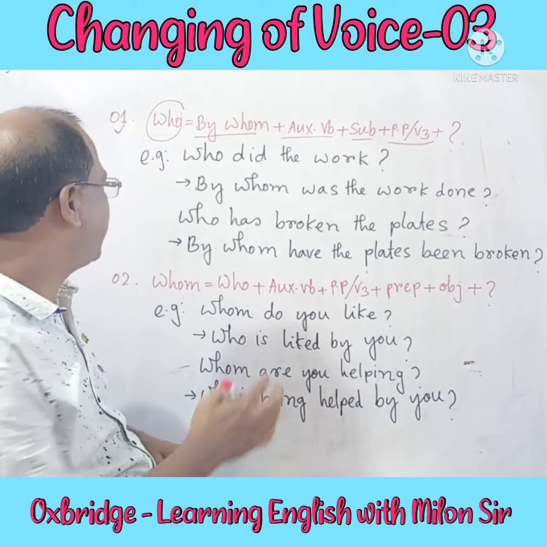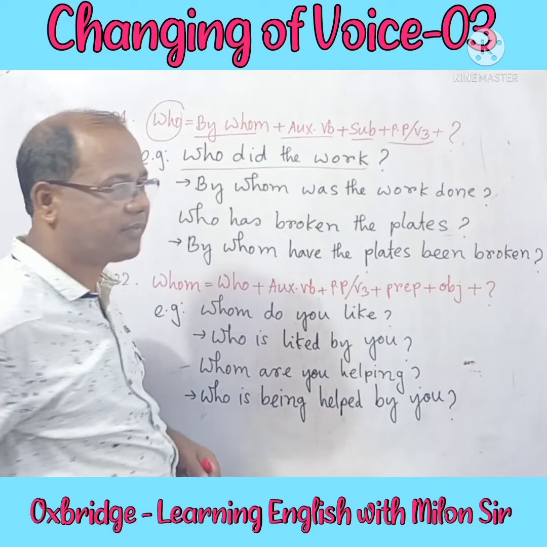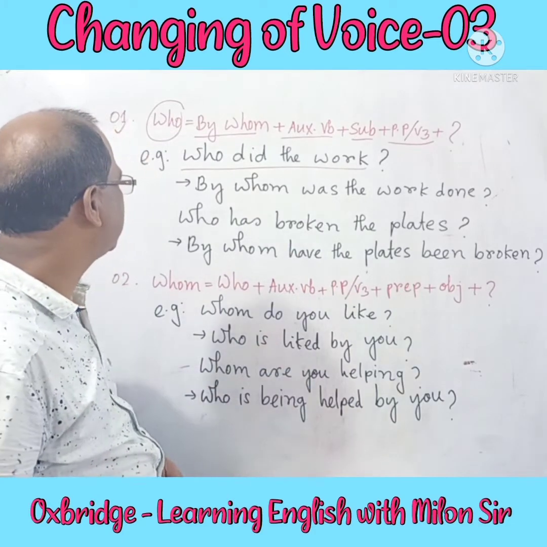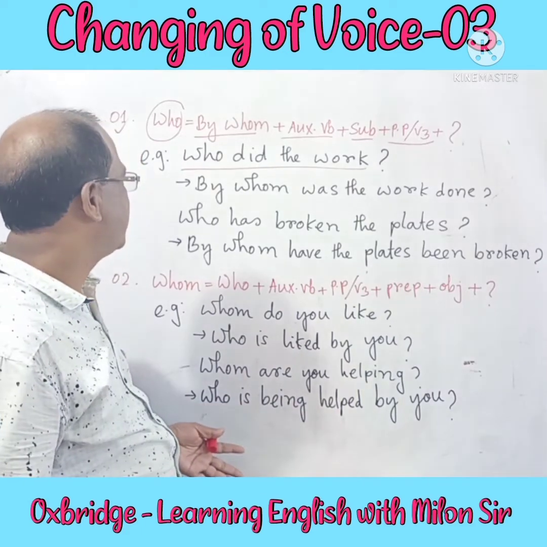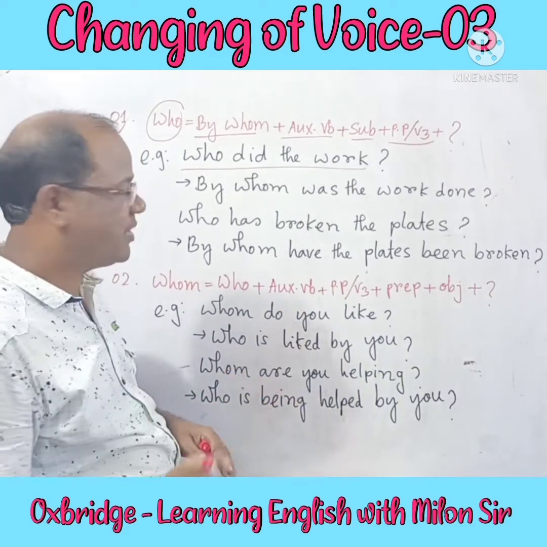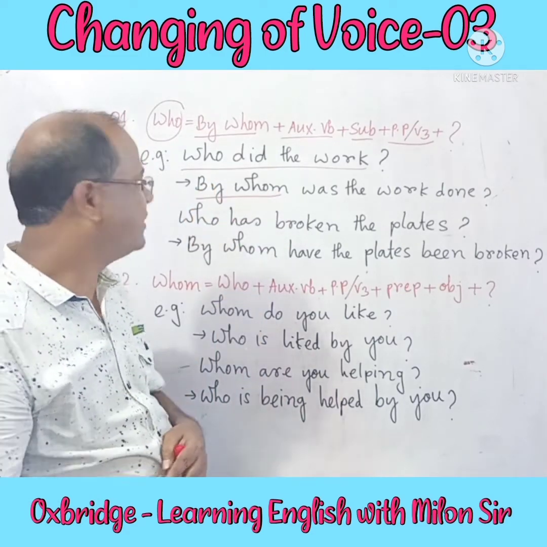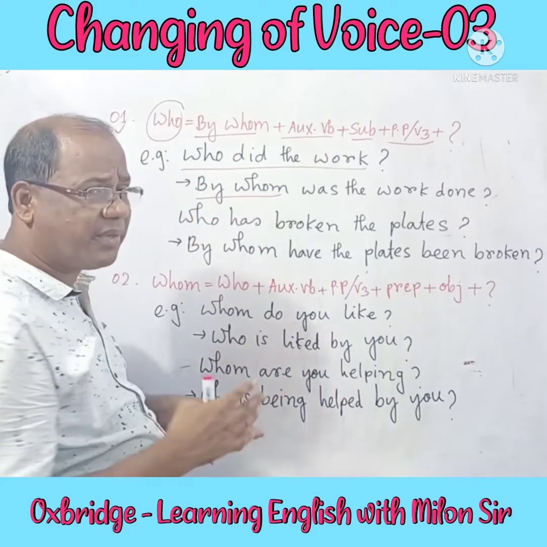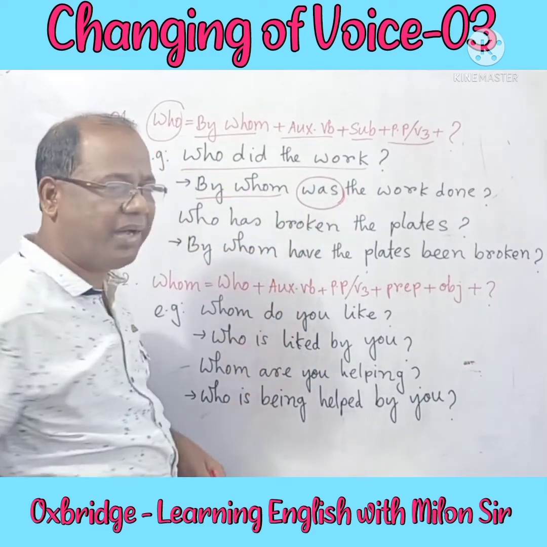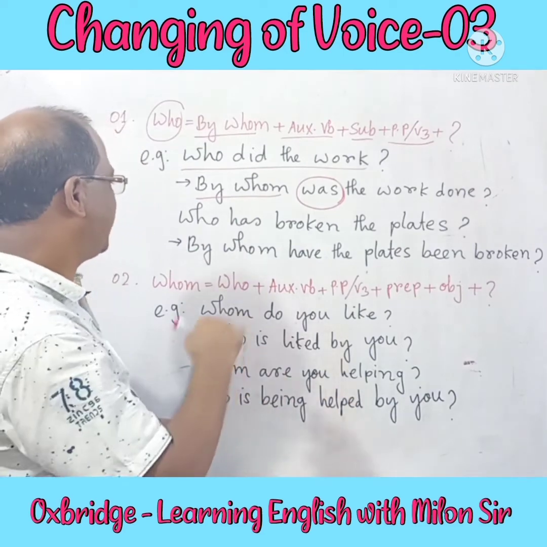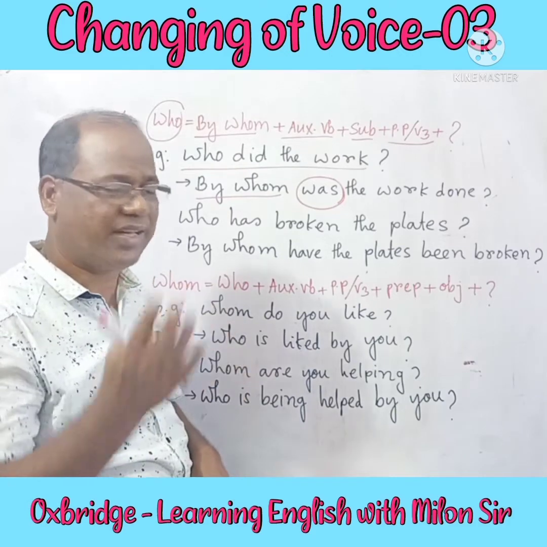And for example, here you can see, who did the work? The sentence is given in the past tense. So the correct passive form of the sentence is by whom was the work done. Hence it is given in the passive form. Here auxiliary verb was is used. So the correct passive form of the sentence is by whom was the work done.